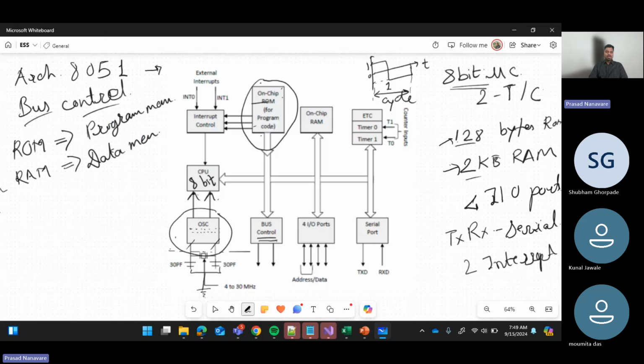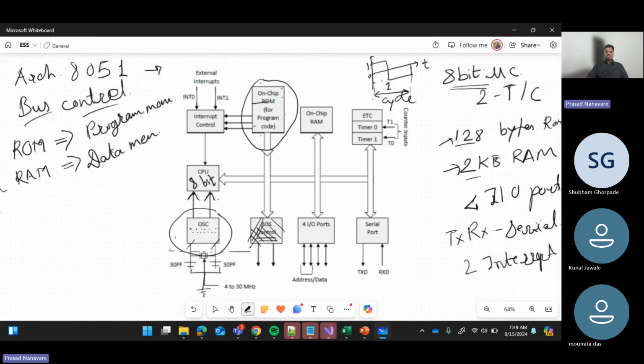So we have on-chip ROM, meaning on-chip program memory in place. We have on-chip data memory in place. Memory will have some locations to which data is to be stored, right? How will the controller know where data is to be stored? How will everything happen? It is happening with the help of bus control.